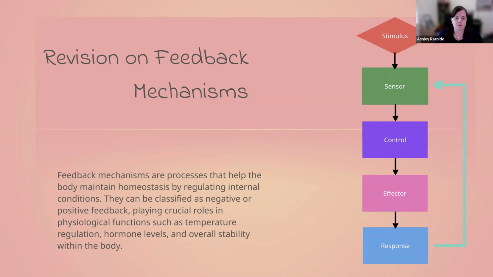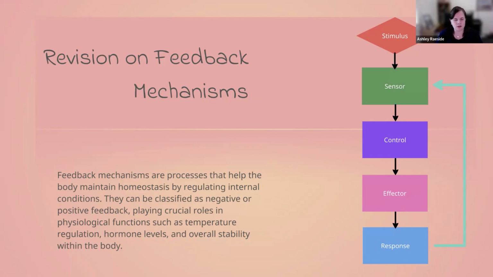Remember our flow chart from a few lessons ago? We have the stimulus. So this is what is happening in the body. For example, when we talk about thermoregulation, the stimulus is our body temperature gets too hot or too cold. The sensor will be those thermoreceptors in our body that detect that temperature change, and send a message to the control center in our brain, which tells our effectors that they need to do something about it.